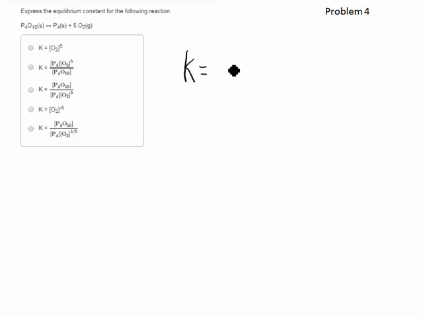So in this case, the only thing that will contribute to the equilibrium constant is going to be that concentration of O2, and we have to raise it to the coefficient, which in this case is the fifth power. So our answer is going to be that one.